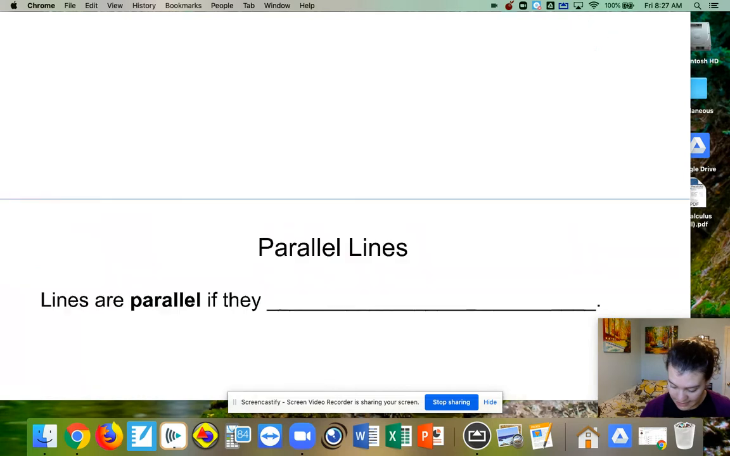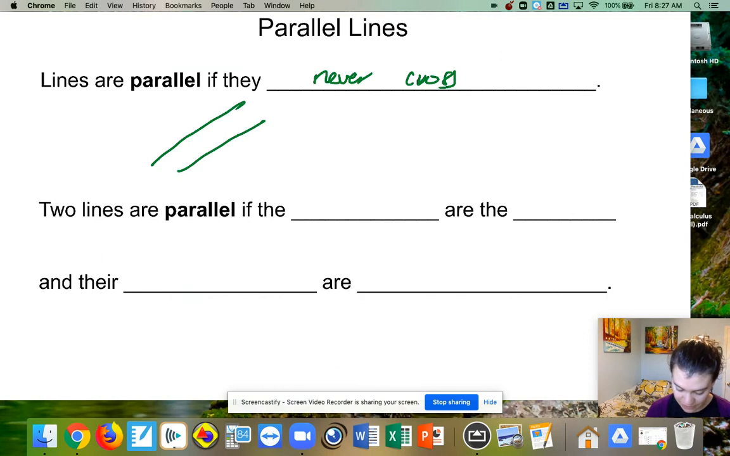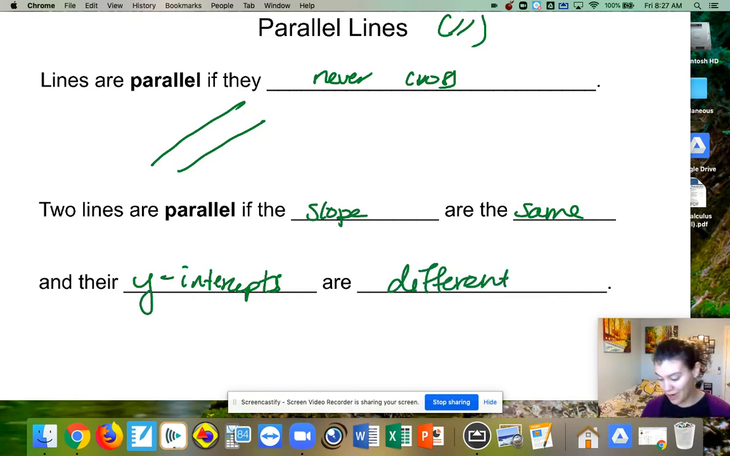So parallel lines. Parallel lines are lines that never cross. So they look like this. They're never going to run into each other. They never cross. The symbol for them is actually just two lines like that. So two lines are parallel if their slopes are the same, but their y-intercepts are different. Because if they have the same slope and the same y-intercept, they'd be the exact same line. So they have to be different.